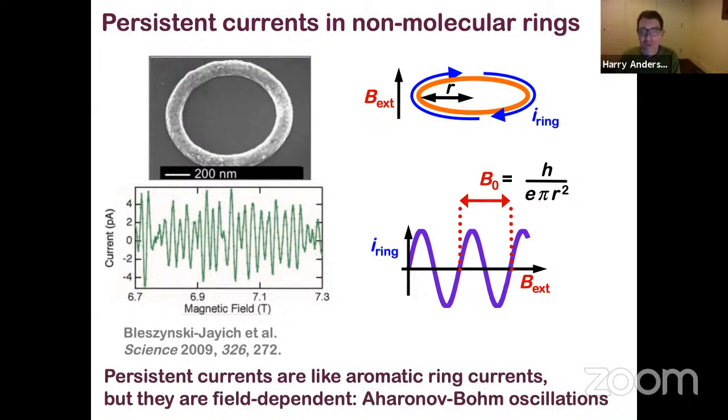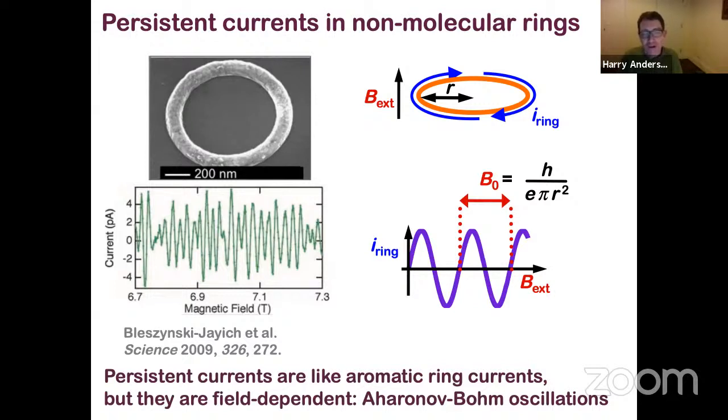But I hope that in the future we might be able to make a connection between these mesoscopic physics effects in microfabricated rings and ring currents in molecules. Another reason why it's interesting is that if you can see a ring current in a molecule, it means that you have a coherent wave function transporting the charge around the entire system.